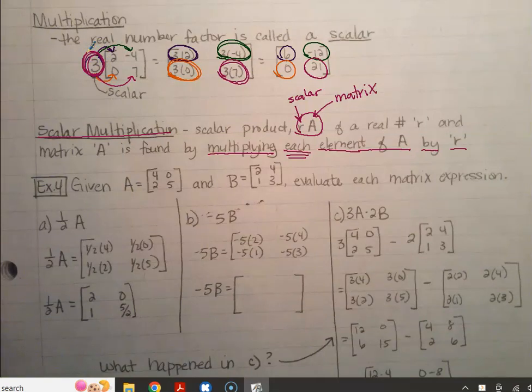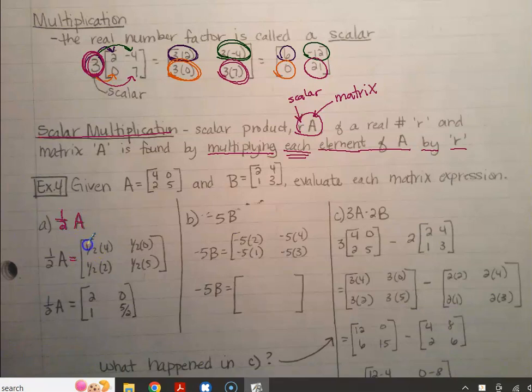Okay, so let's look at example 4. Given matrix A is 4, 0, 2, 5, so it's a 2 by 2, and matrix B is 2, 4, 1, 3. Evaluate each matrix expression. Okay, so let's look at the first one, example A. So we want to take 1/2 of matrix A. So I wrote down 1/2 matrix A equals, and I'm showing part of the work. I didn't copy the whole thing.